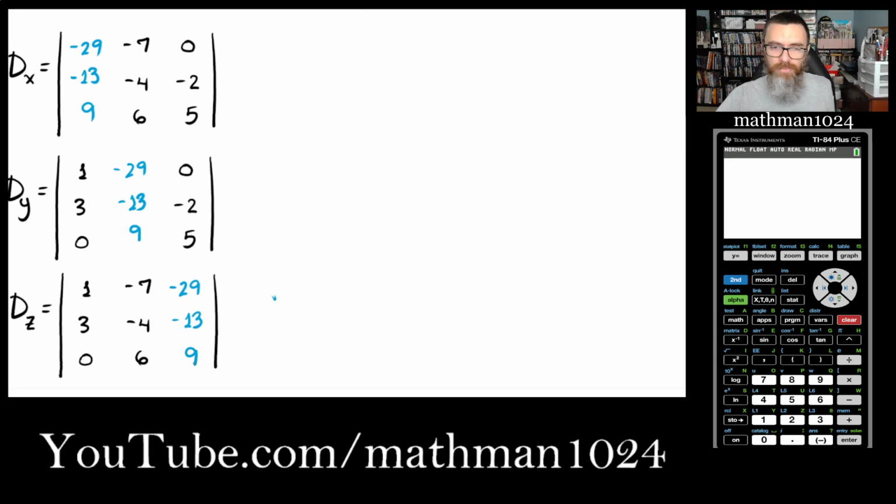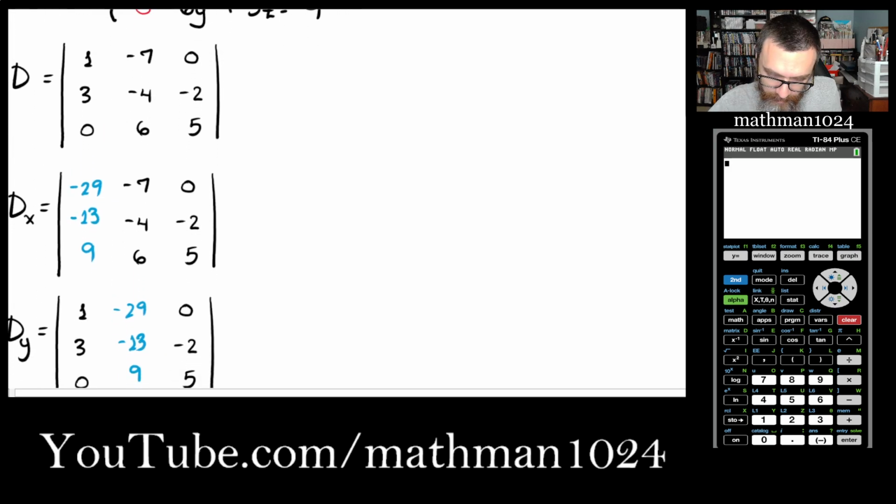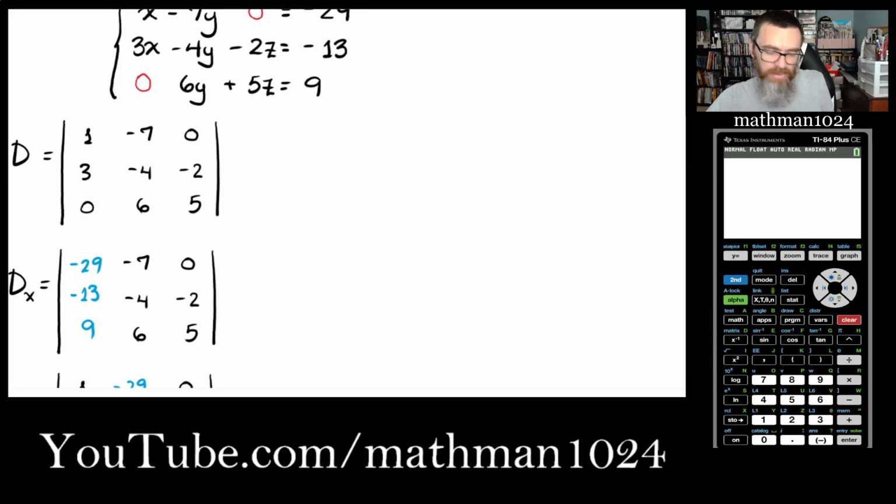So now we have 4 matrices, or 4 determinants to find. So let's do it, starting with this first one. Now, we saw before we just kept copying things over and we did the shortcuts. So 1, 3, 0, -7, -4, and 6.